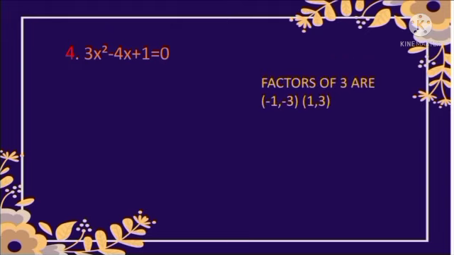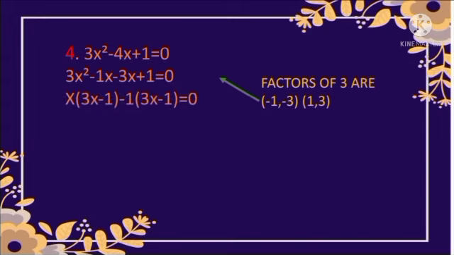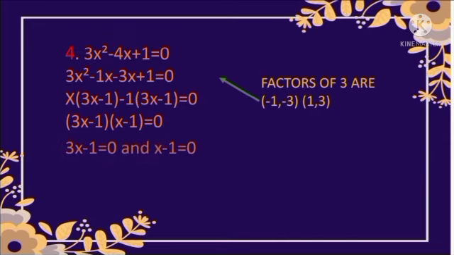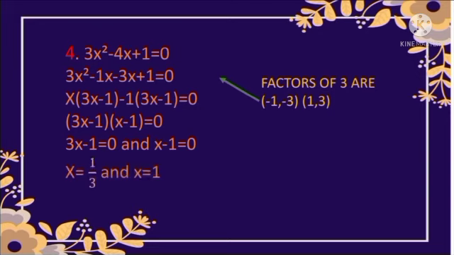Now let us do one more example: 3x square minus 4x plus 1 is equal to 0. Factors of 3 are 1 comma 3, and the suitable factors for this quadratic equation are minus 1 and minus 3, because if you add, it will be minus 4, and if you multiply, it should be 3 into 1 is 3. So 3x square minus 1x minus 3x plus 1 is equal to 0. Here I am taking x common, and 3x minus 1 is also common: 3x minus 1 into x minus 1 is equal to 0. So 3x minus 1 is equal to 0 and x minus 1 is equal to 0. x is equal to 1 by 3 and x is equal to 1. Here the roots are 1 by 3 comma 1.